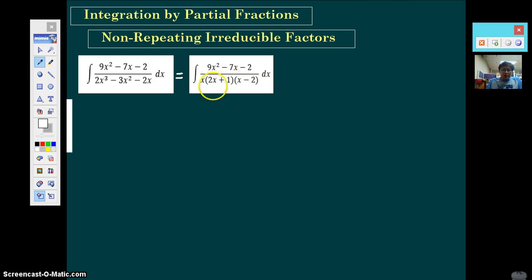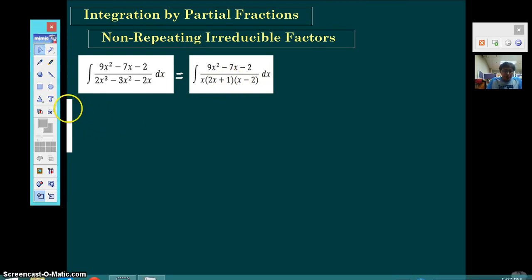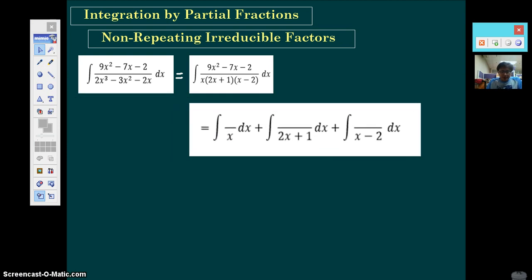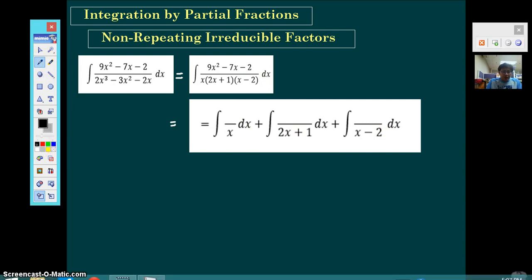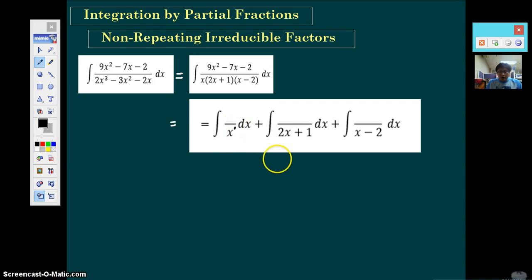Now, to make this into simpler fractions, you will make it into this. You see that we now have three fractions whose denominators are the factors x, 2x plus 1, and x minus 2. And notice that all the factors are linear in nature. By linear, we mean that the degree is 1, the power is 1. So it's this and this.